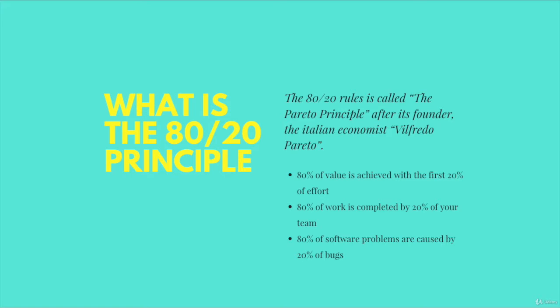So what is the 80-20 principle? I'll give a few examples to be able to explain it properly. 80% of value is achieved with the first 20% of the effort. 80% of the work is completed by 20% of your team. 80% of software problems are caused by 20% of the bugs. So, in short, roughly 80% of the effects come from 20% of the causes. And if we want to reflect that into productivity, 80% of your accomplishments come from 20% of your to-do list.